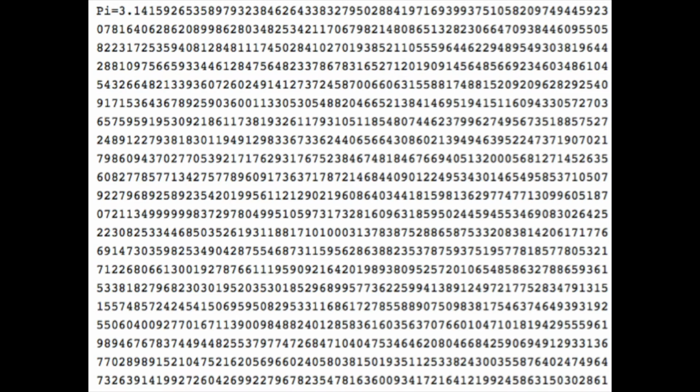To wrap it up, here is a small slice of the numbers in pi. Wow, that's a lot of numbers.